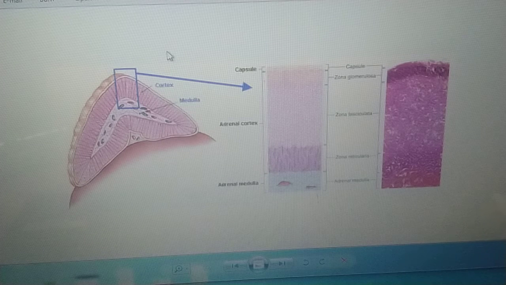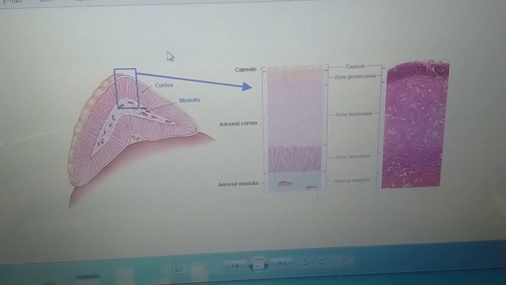Now fascicula is little bundle. This is the middle zone, which is the widest of the three zones. It constitutes about 50% of the gland. That means 15% is that of zona glomerulosa and 50% is of the zona fasciculata. Now it consists of cells arranged in long straight columns.